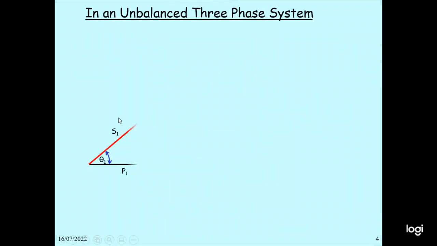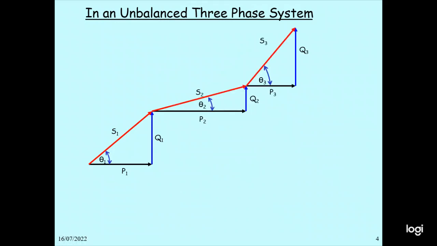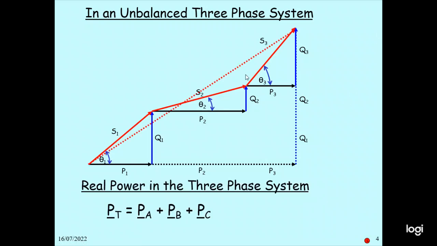And the unbalanced three-phase system. In an unbalanced three-phase system, P1, P2, P3 are the real power, Q1, Q2, Q3 are the reactive power, and S1, S2, S3 are the apparent power. Angle theta 1, theta 2, and theta 3 are the power factor angles. So we add all of them: we add P1, P2, P3, and we add Q1, Q2, Q3. Then you can see a total line. The dotted line is the total apparent power. So in this case, real power in the three-phase system can be calculated: P total equal to Pa plus Pb plus Pc.